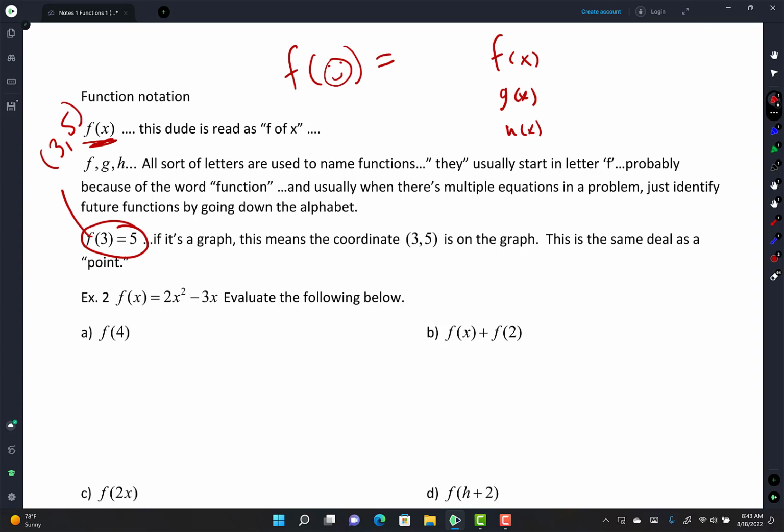Okay. And then I have an expression here. It says f of x equals 2x squared minus 3x, and it says evaluate the following below. I don't have to have it in terms of x. I could have had it in terms of anything.